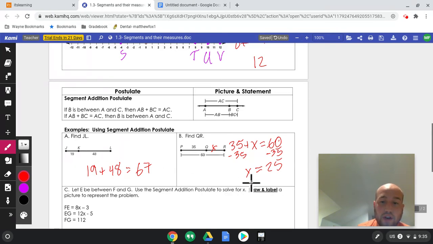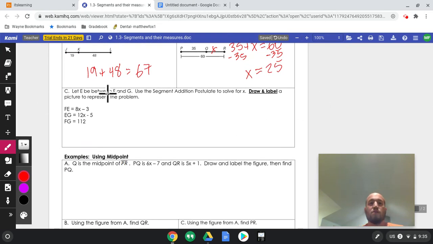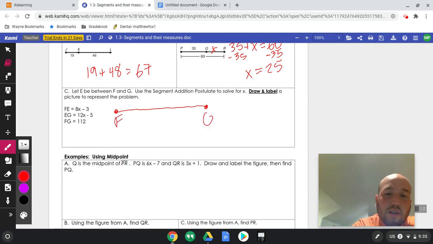It tells us to draw and label. So the first thing we're going to do is, it says let E be between F and G. So we don't know exactly what our picture looks like, but we know we have some sort of segment here, and F and G are on the ends, and E is somewhere between.